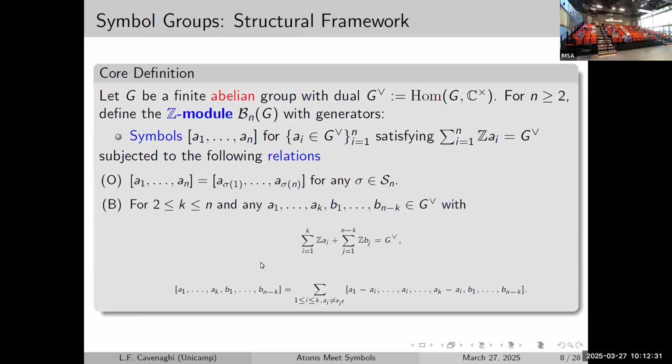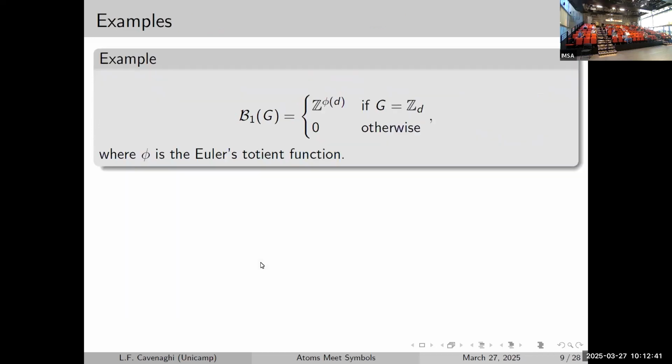All right. So then you build this module, and you'd like to understand which groups can serve as these models, right? A simple example is, of course, you take n greater or equal to 2, but what happens if you pick n equals 1 here? This has some number theoretic description. It's simply that if you pick G to be a cyclic group, then this Z model that you're building is just Z to the power of phi(d), where phi is the Euler totient function.